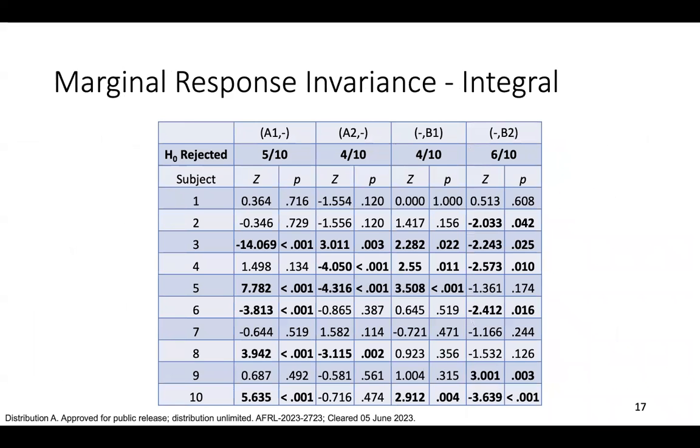Here are the results of the tests of marginal response invariance in the integral condition. The null hypothesis of perceptual separability was rejected for 4 to 6 participants across each stimulus level. Thus, we observed more violations in the integral condition than in the separable condition, but perhaps we might have expected more violations with integral stimuli.